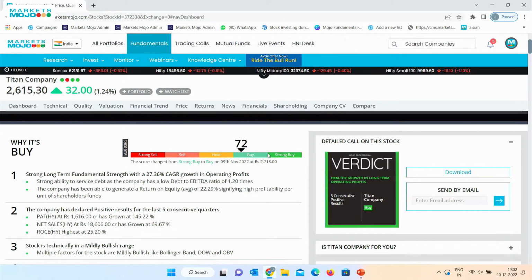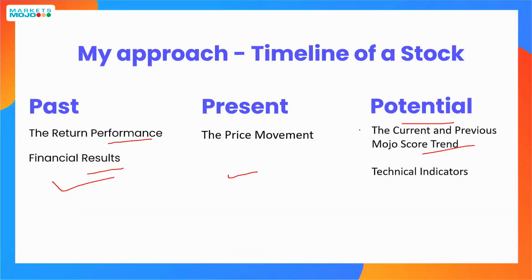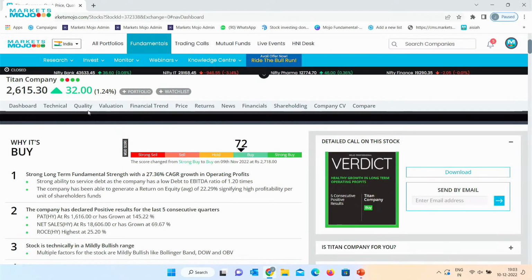Okay, so the score has actually fallen, which is something negative. If this was changed from hold to buy, then it would be something positive. But unfortunately, it's changed from strong buy to buy. Okay, but it's still in the buy criteria over here. But the trend is downwards. Now this is one negative indicator over here. So I'll just cross this out. And then let's look at the technicals.